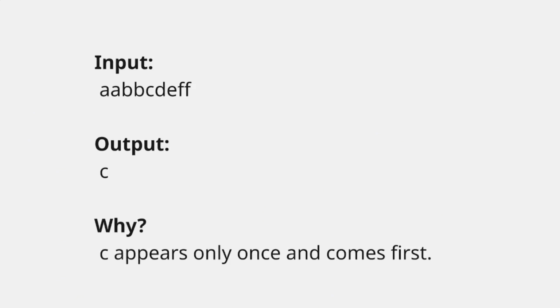Here's an example. The input is AABBCDEFF. Here the single characters which exist only one time are C, D, and E. Among these characters, C occurs first, so that's why we are printing C. C appears only once and comes first. So C is the first character that appears only one time, and that character we are going to print. Hence the output is C.